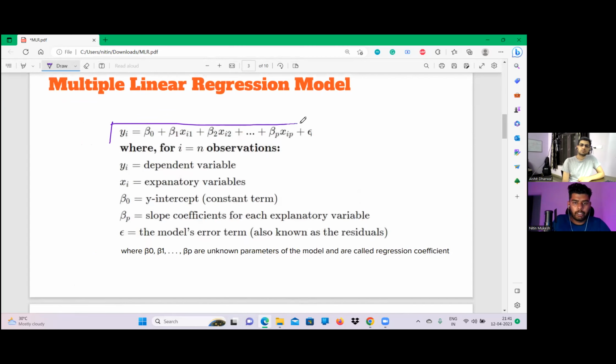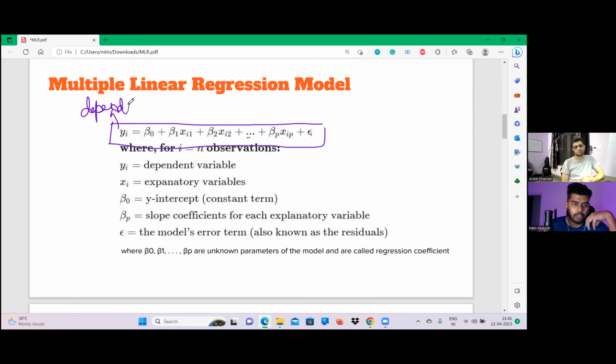So your multiple linear regression model for the ith row will be something like this. yi is equal to beta naught plus beta 1 xi1, plus beta 2 xi2, plus dot dot dot, beta p xip, plus epsilon i. Because we have i equal to 1 to n observations. Now you should understand these different terms. First of all, yi is called the dependent variable, that we also discussed yesterday in the last session. These x's are called explanatory, or what you can say, independent variables.